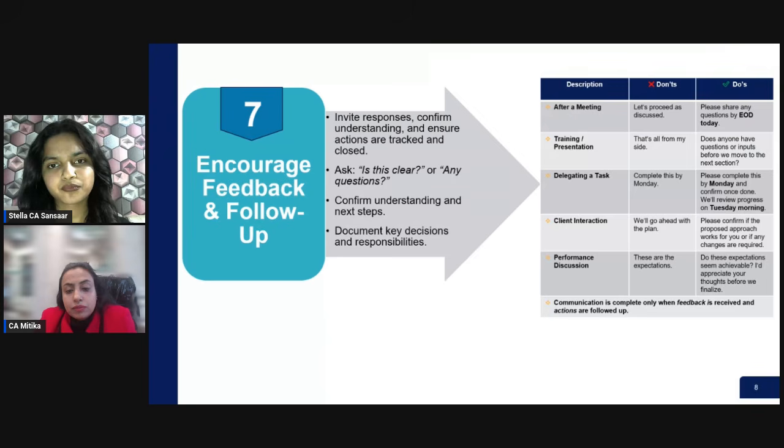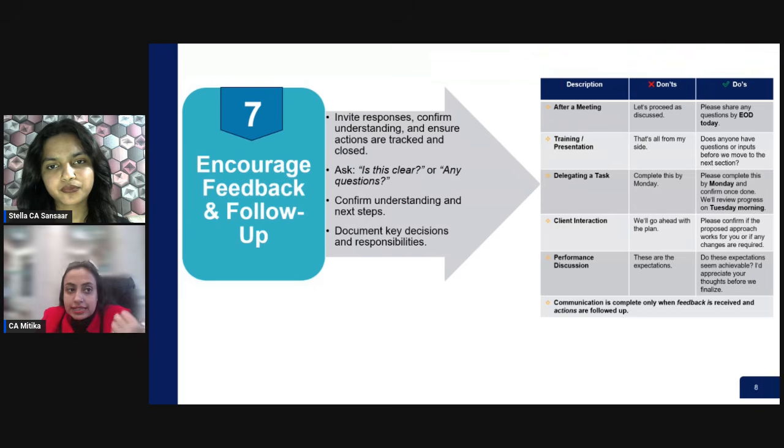Now let's come to a performance discussion in which we say, these are our expectations. But is it measurable? No. So how do we rephrase it? Do these expectations seem achievable? I'd appreciate your thoughts before we finalize, so that we make it time saving.